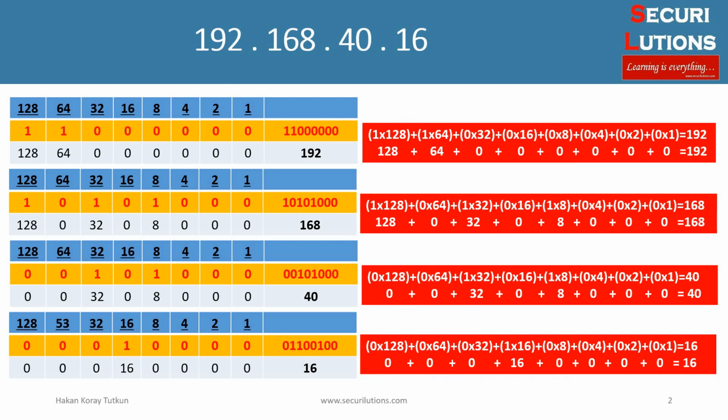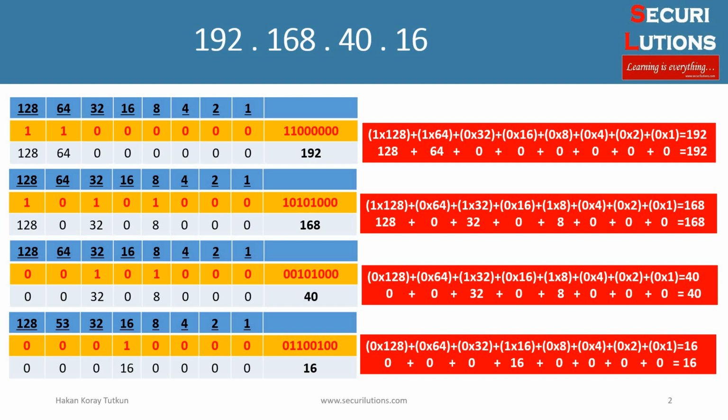In the first example, 1 times 128 plus 1 times 64 plus 0 times 32 plus 0 times 16 plus 0 times 8 plus 0 times 4 plus 0 times 2 plus 0 times 1. The total result of this calculation is equal to 192.